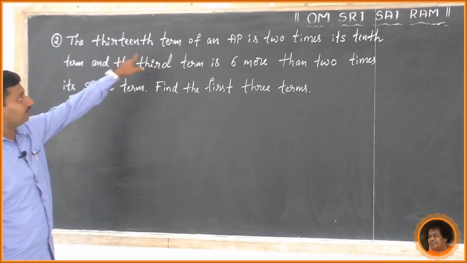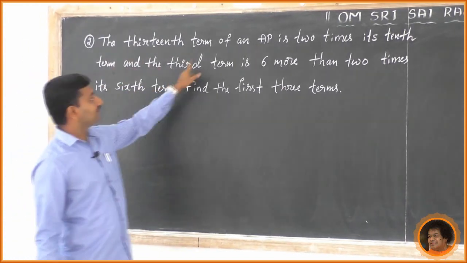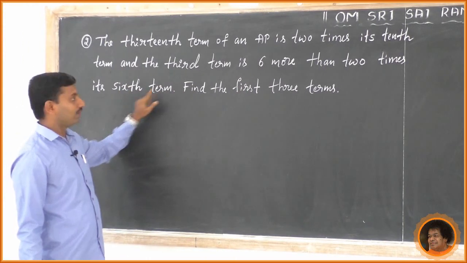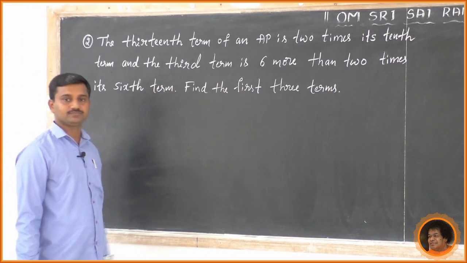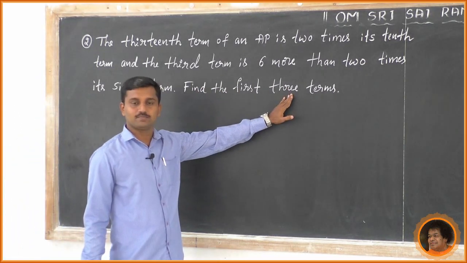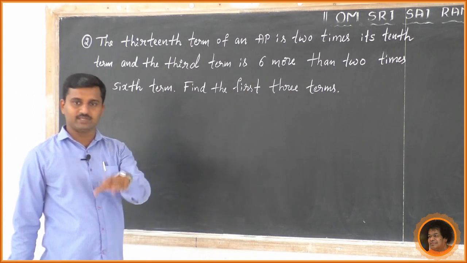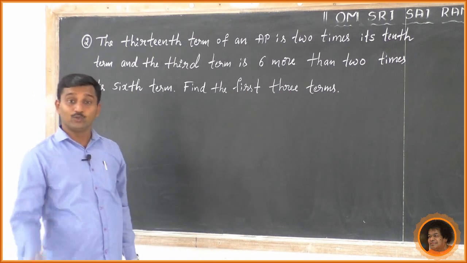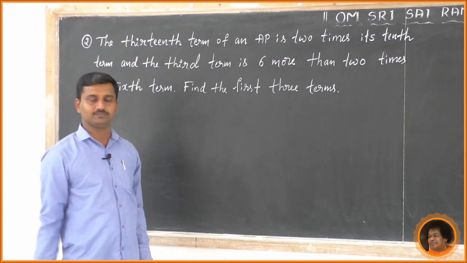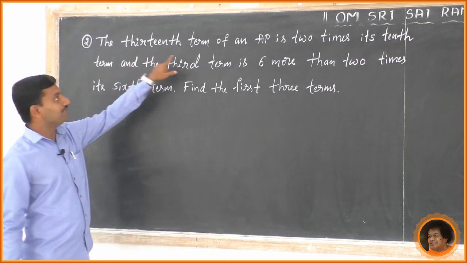The 13th term of an AP is 2 times its 10th term, and the third term is 6 more than 2 times its 6th term. Find the first 3 terms. What is the question given? Find the first 3 terms. Which are the first 3 terms? A, A plus D, A plus 2D. To write the first 3 terms of the AP, we need the value of A as well as D. How to find the value of A and D? With respect to the conditions given.